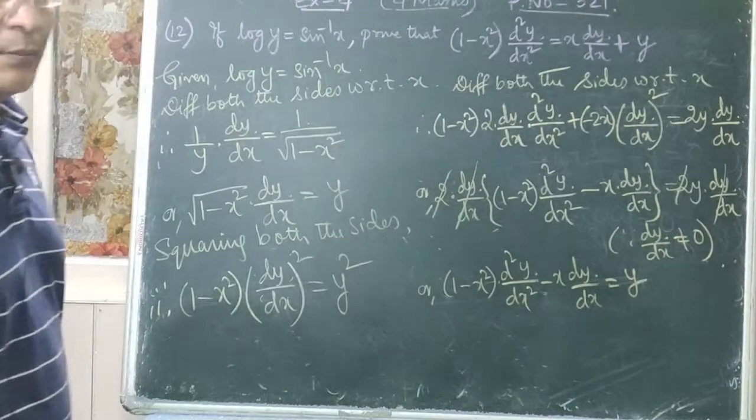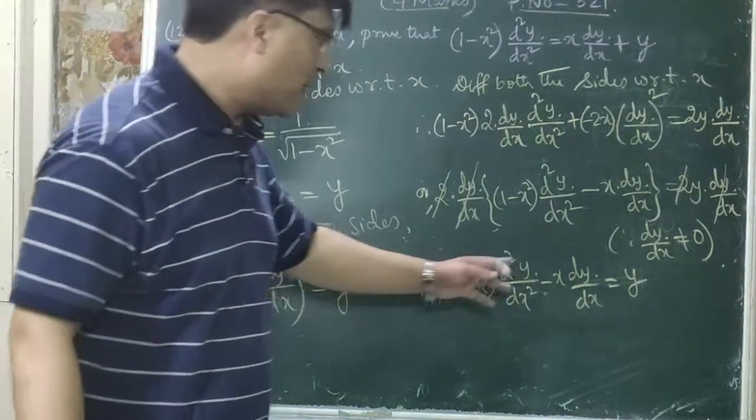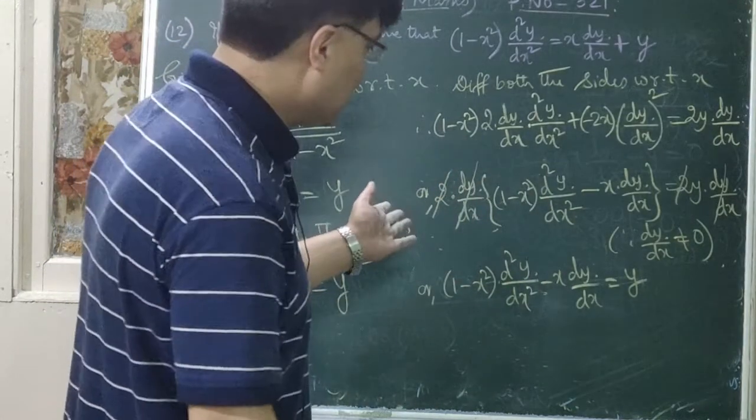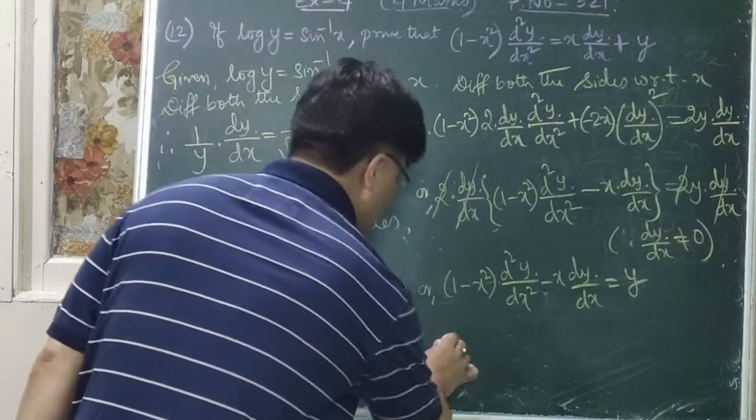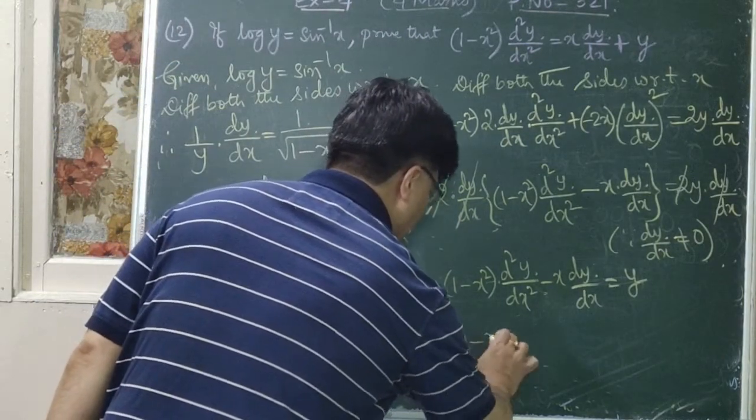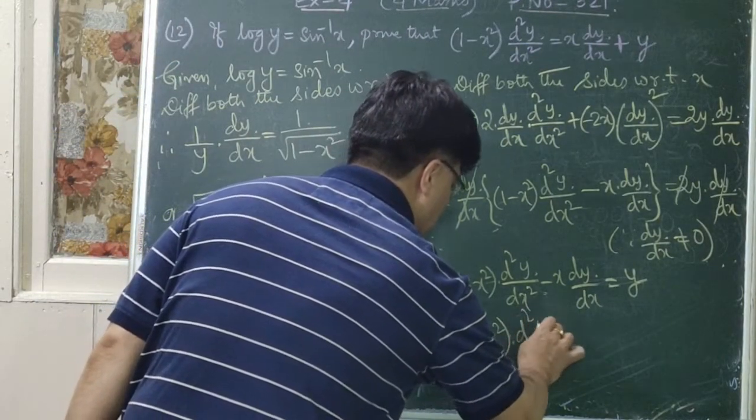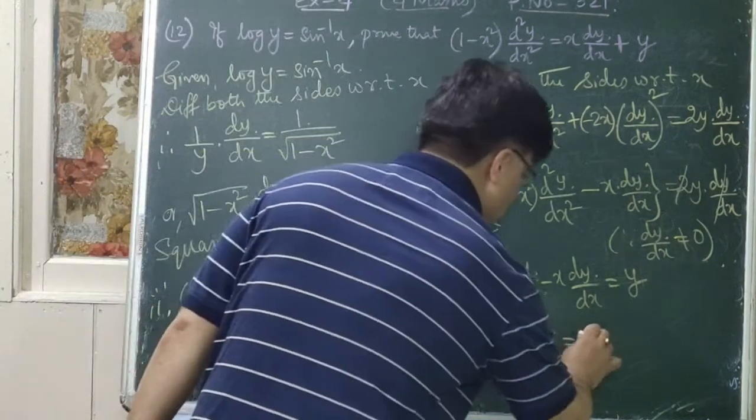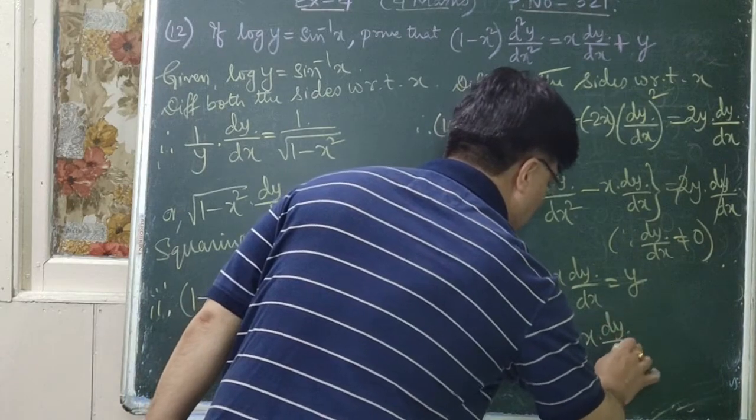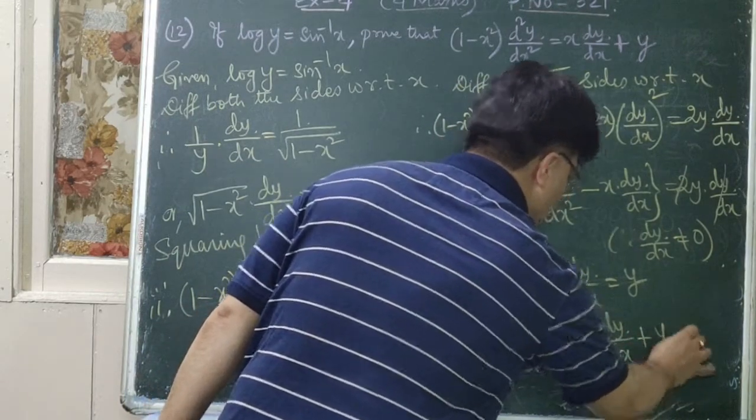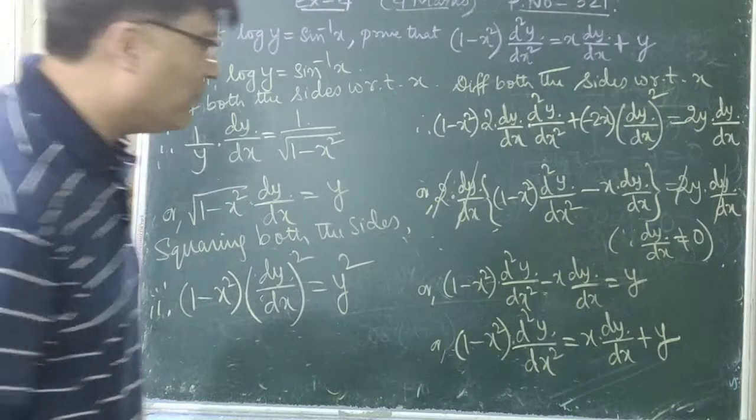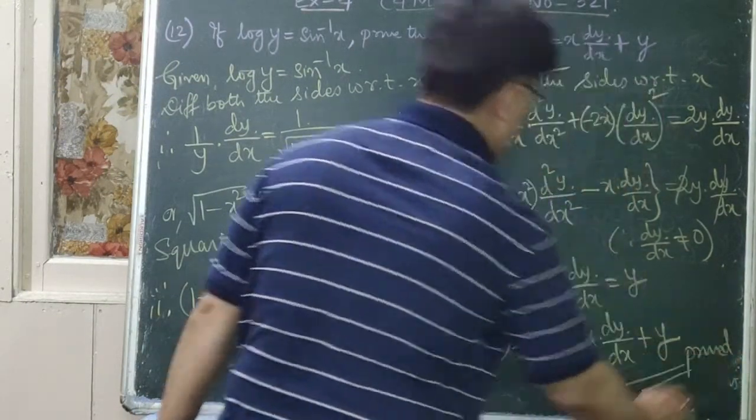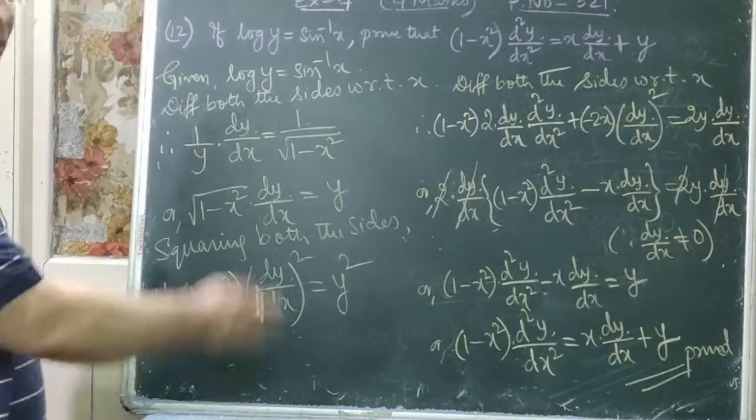y. But in the question, this minus x into dy/dx is taken to the right hand side. So let us take it to the right hand side now. So it is (1 − x²) into d²y/dx², which is equal to, on the right hand side, x into dy/dx plus y. So this is the final answer. So it is proved. So I think you have understood it.